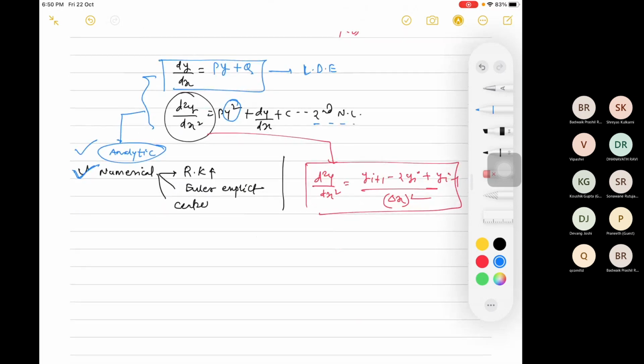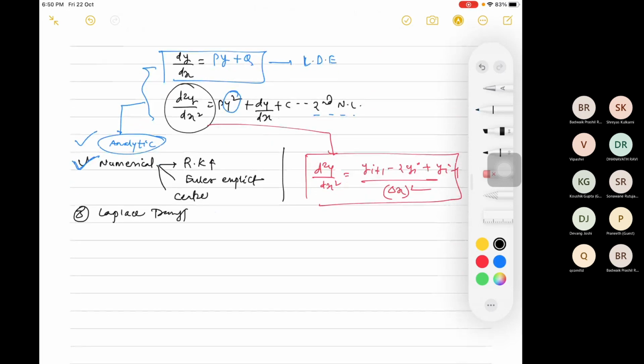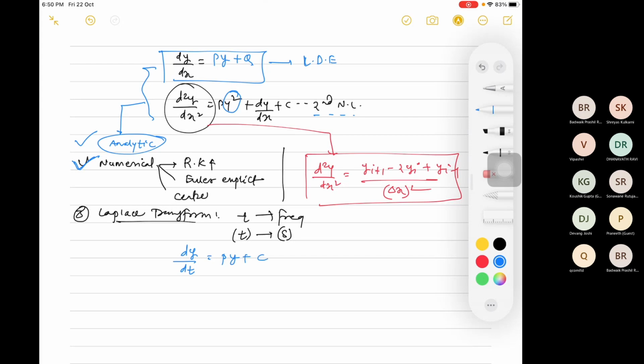What is the third method? The third method is called the Laplace method. Okay, in this Laplace transform, what you do is convert the time domain into the frequency domain, so it is t and here it is s. So suppose you are having a differential equation dy by dt is equal to py plus c or py plus q or something. So this is in the time domain, right? Here it is time. So in order to convert this time into the frequency domain, we'll just do time is equal to 1 by frequency, right?